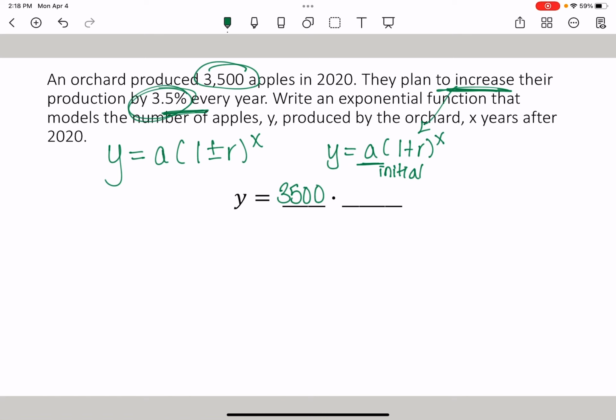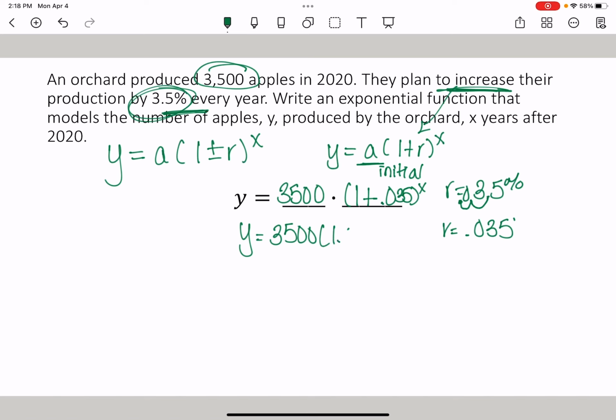So it's going to be 3,500 times 1 plus r. I need to change to a decimal. So it's 3.5%. Remember, I need to move the decimal to the left twice, and that's how I change it to r equals 0.035. So this is going to be 1 plus 0.035 to the x. So it'll be y equals 3,500 times 1.035 to the x. That's my equation.